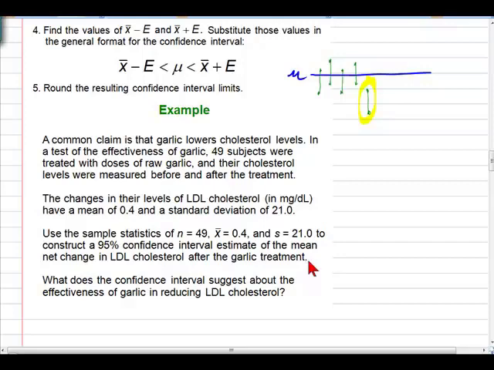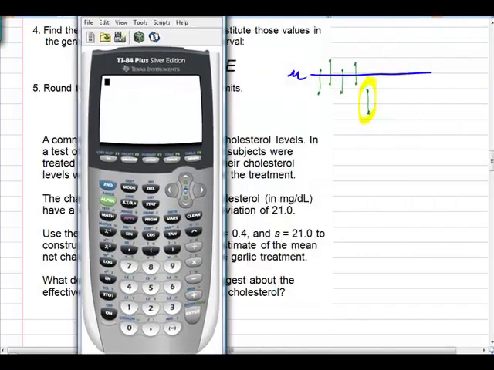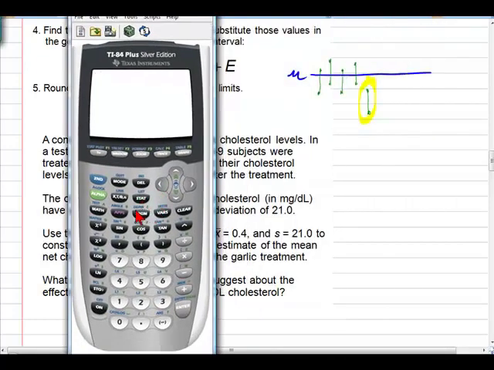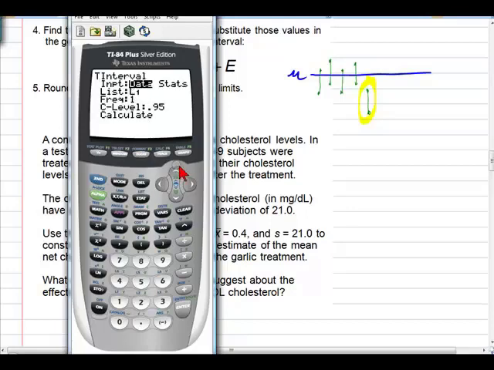So here we go. I'm going to show you how to do this on the calculator. We're not going to do this by hand. In order to do this on the calculator, the first thing you're going to do is hit the stats button. We're going to do a test. And the test we want to do is a T interval, which is number 8 here. We don't have the raw data, so we're going to unhighlight data and we're going to highlight stats. Stats means the summary statistics.